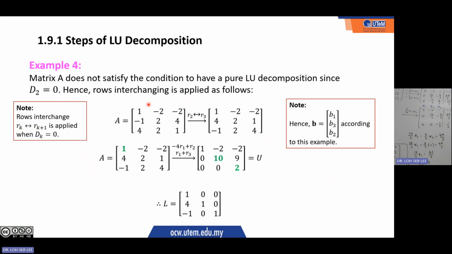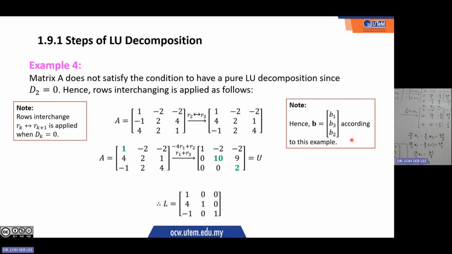Okay, we swap row 2 with row 3. So this original matrix, we swap row 2 with row 3. So we swap before we start to row reduce. But remember this, when you swap, your B must swap as well. You have to swap your B.